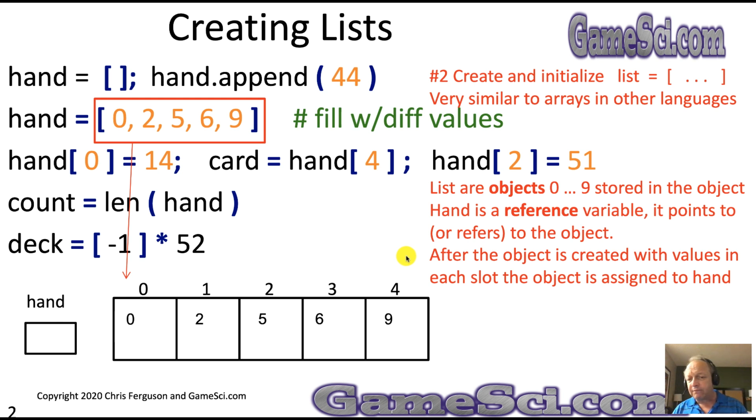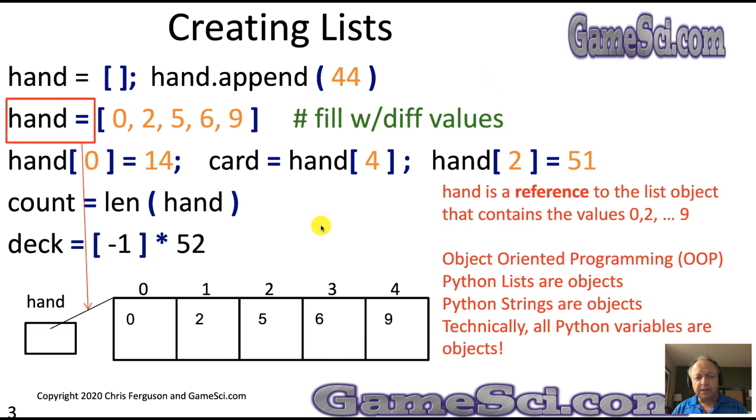After the object is created with the values in each slot, the object is then going to be assigned a hand. This piece of code right here creates the list object with the 5 numbers in it. The assignment operator is what actually attaches the list object to the hand reference variable. Hand is a reference to a list object that contains the values 0, 2, 5, 6, 9. In object-oriented programming, OOP, Python lists are objects. Python strings are objects. Technically, all Python variables are objects, but we'll study Python lists and Python strings first and how they interact as objects.